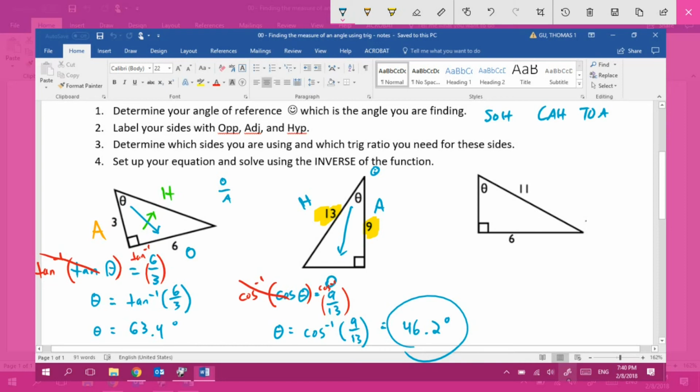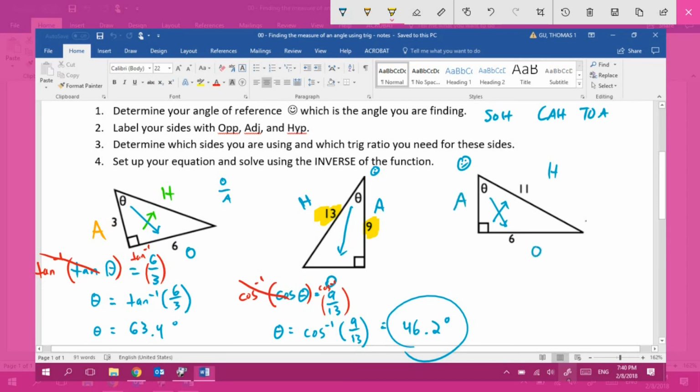Now we're on to the final one. So look at the angle of reference. All right, there it is. Here he is. He doesn't look that happy, but whatever. Now let's label the two sides. We've got the hypotenuse across from the 90-degree angle, the opposite side from the theta over here, and then the adjacent side over here.